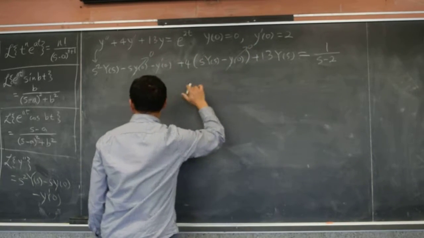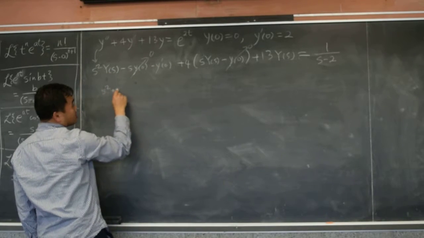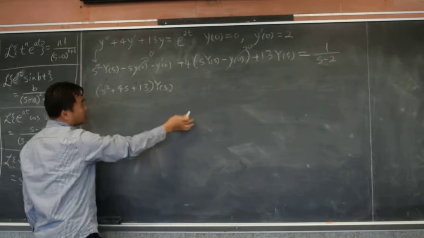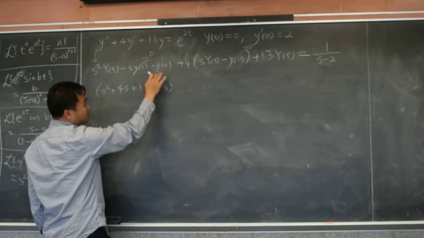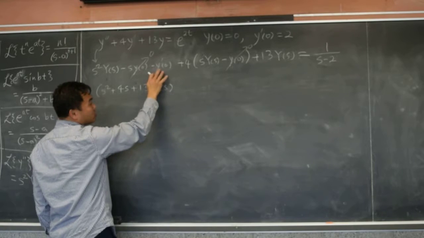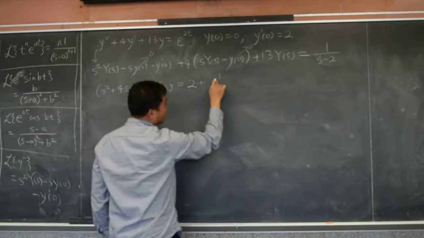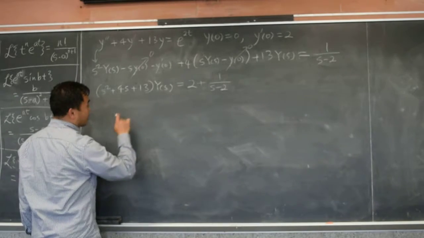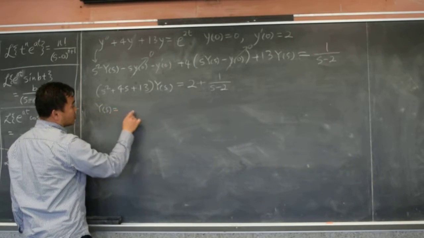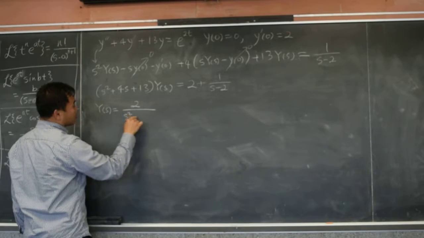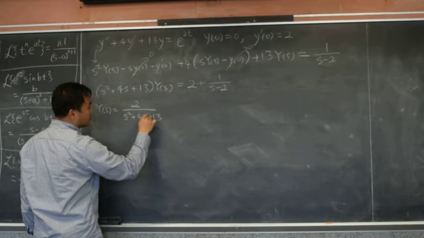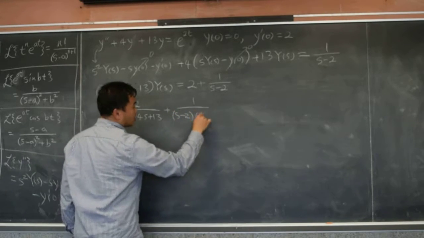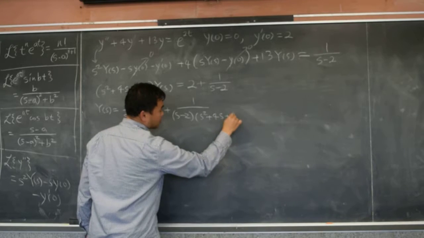That's gone. If I collect the Y(s)'s, it's s squared plus 4s plus 13 times Y(s). The only survivor that doesn't have Y(s) on the left side is this one. And because that's 2, when you move it to the other side, it becomes 2 plus 1 over s minus 2. Okay, and then we divide both sides, and we get Y(s) equals 2 over s squared plus 4s plus 13, plus 1 over (s minus 2)(s squared plus 4s plus 13).